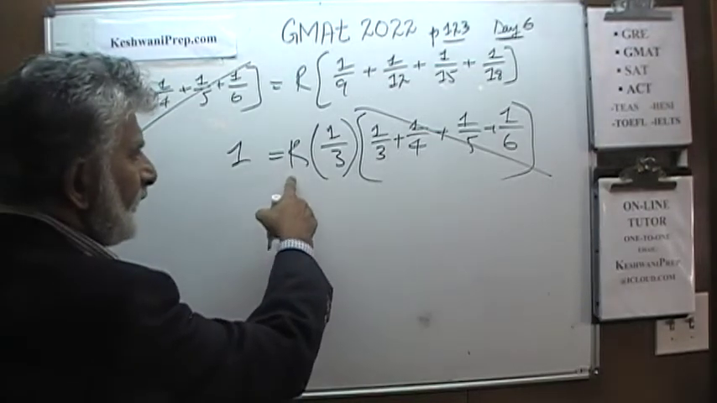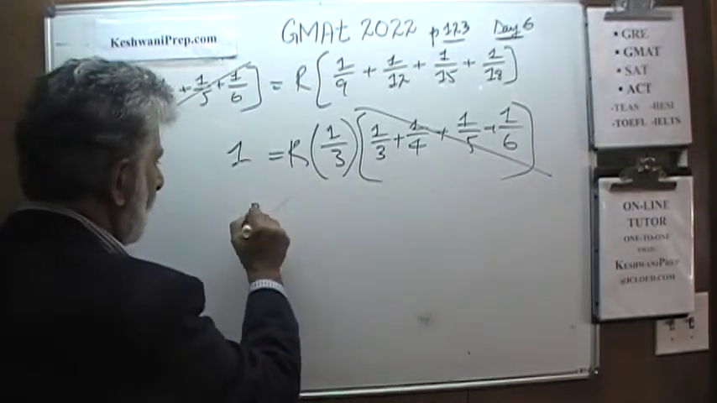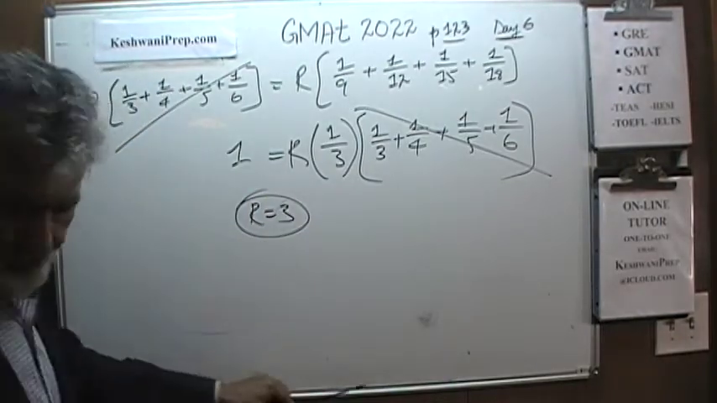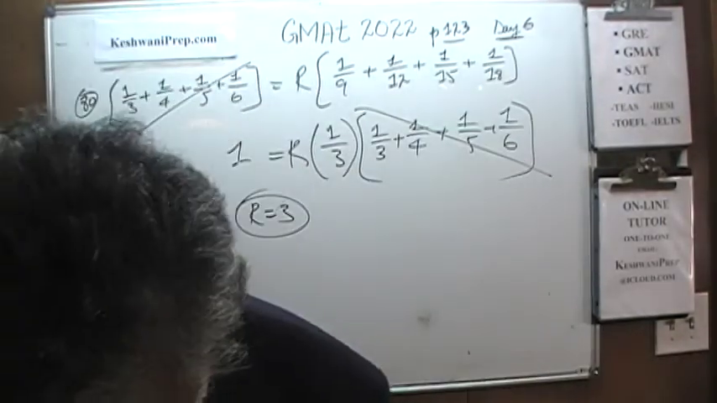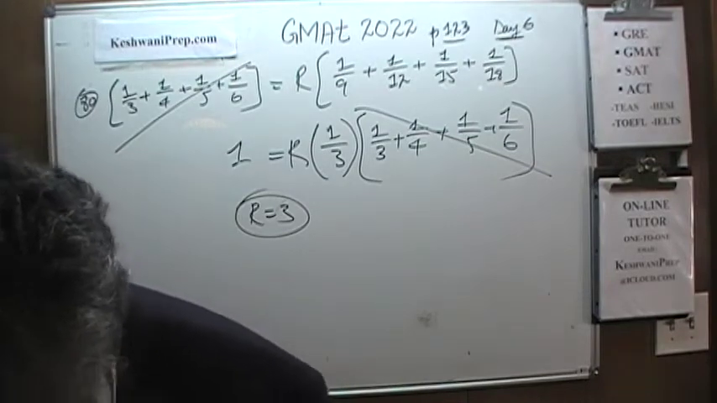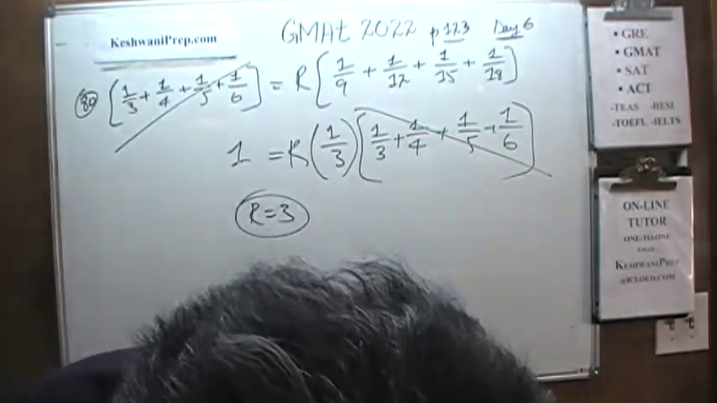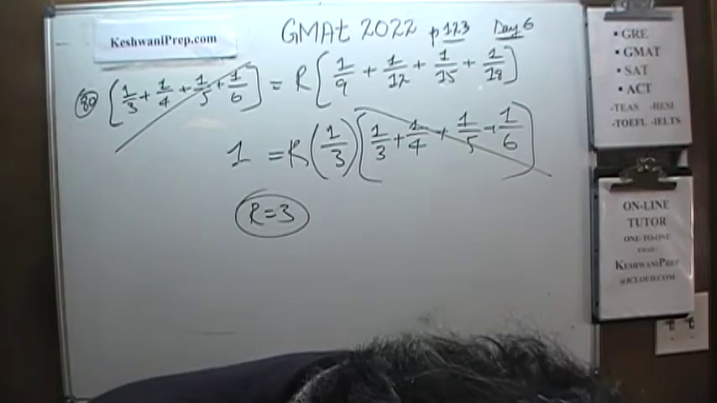Therefore, r is simply 3. The 3 goes up there. R is just 3. That was number 81. Let's look at 82.